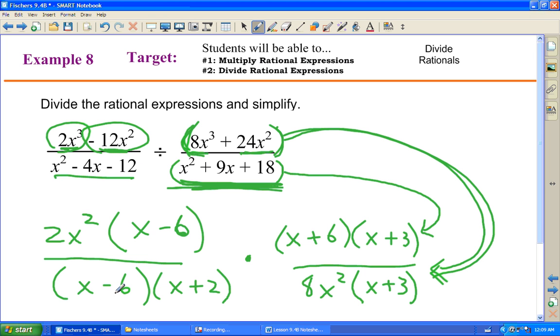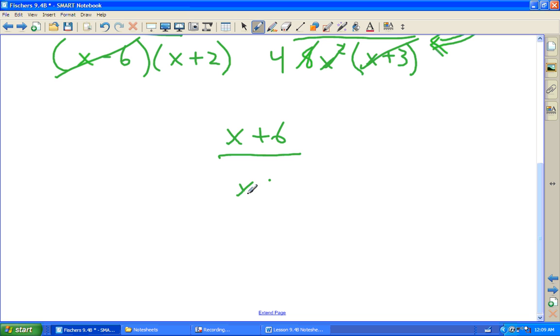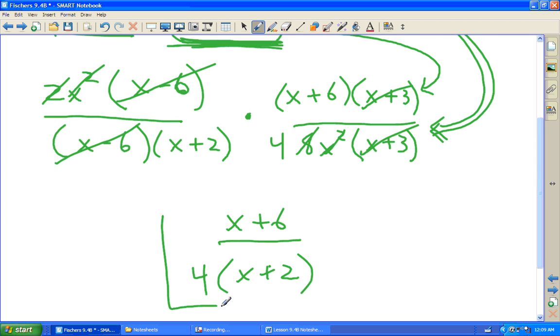Now there's some nice easy canceling that can happen, right? These cancel on this side, don't even have to go across. And these cancel, don't even have to go across. x squared cancels x squared, 2 cancels into 8, leaving me a 4 there. So really what's left is this. I have an x plus 6 on top, and I have an x plus 2 on the bottom with a 4 out in front, because that 4 never went away. So there's my simplified final answer, just like that.